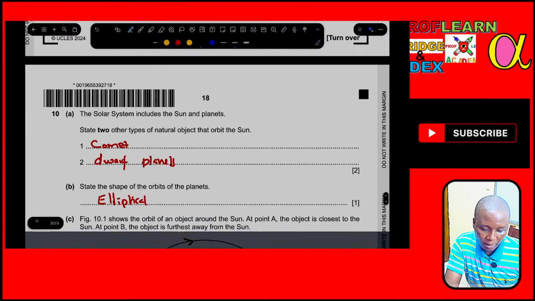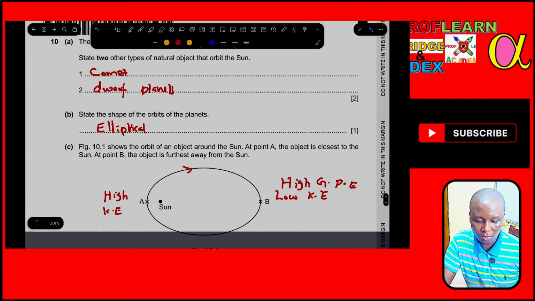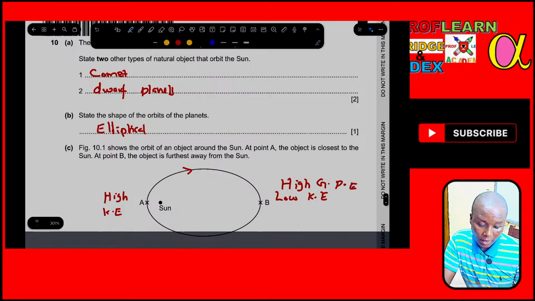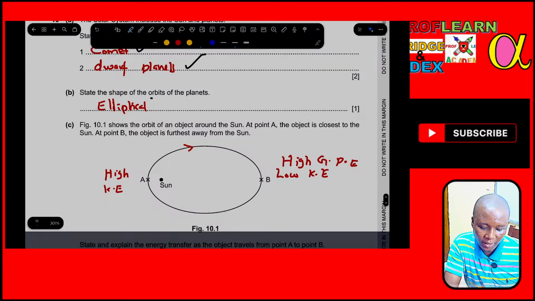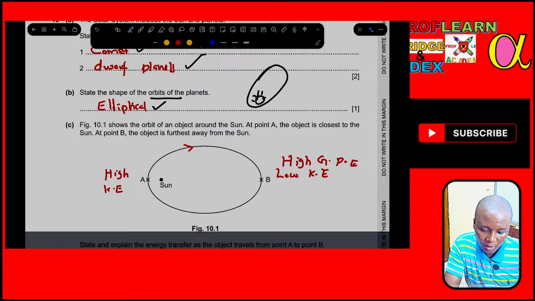And question number 10, that is space physics, candidates were supposed to state a natural object that orbits around the sun. In that case, candidates were to state comets, dwarf planets. Then the shape of the orbit of planets is usually elliptical. And also, for a comet, the sun is always at one end. This is the orbit of a comet. If you are asked, it's moving slow in this region, and moving very fast at this particular region.